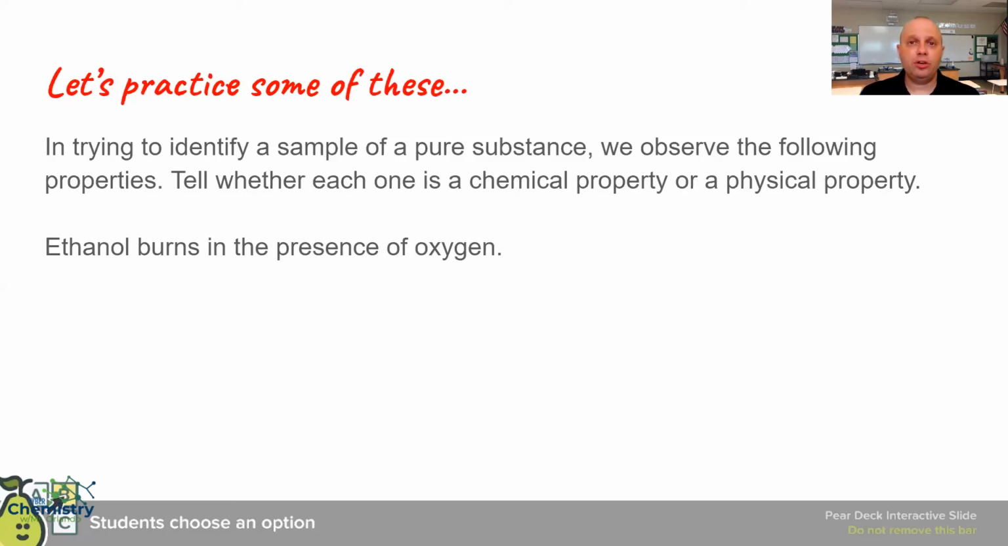Here's an example where just looking at ethanol, you are not able to decipher whether or not it burns. It's like looking at a can of gasoline that you might use for the lawnmower in the backyard. You can't look at that container of ethanol, in this case, or gasoline, and know that it's flammable. It's only after it undergoes a chemical reaction that you can actually observe its flammability, its characteristic. So ethanol burns in the presence of oxygen. That is a chemical property.